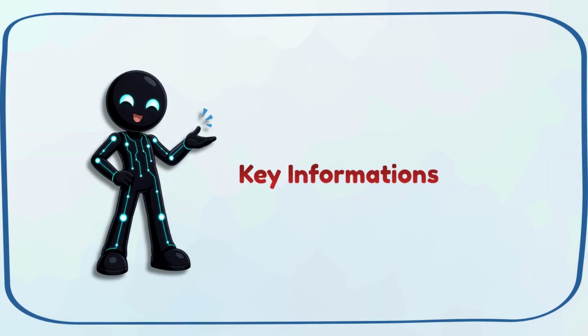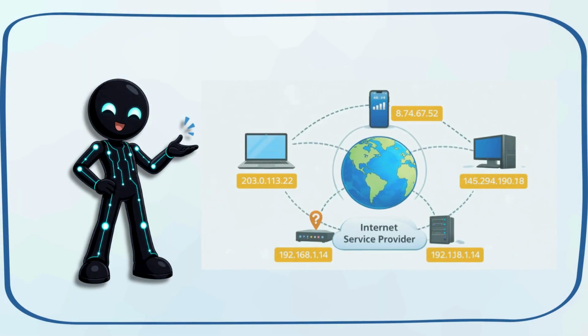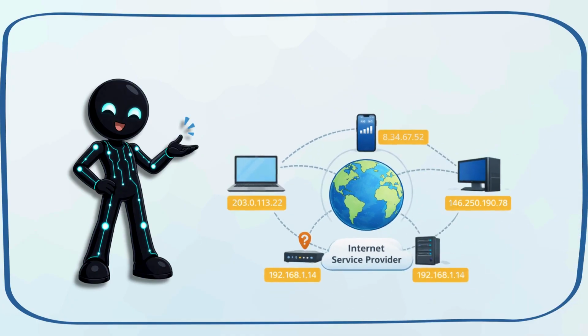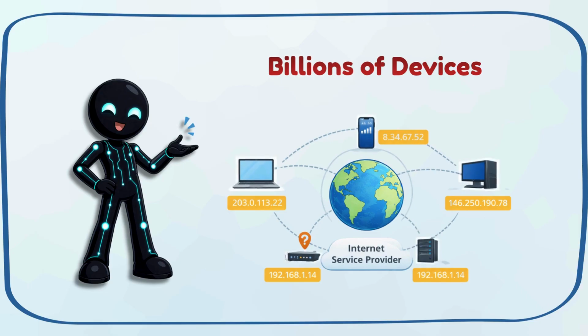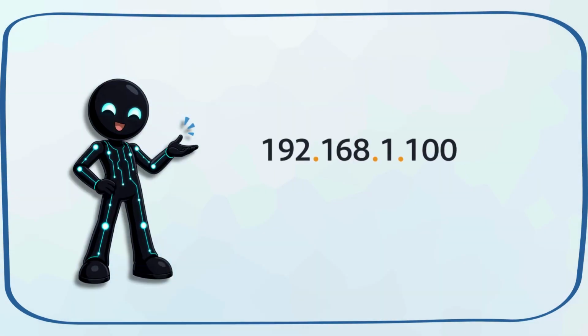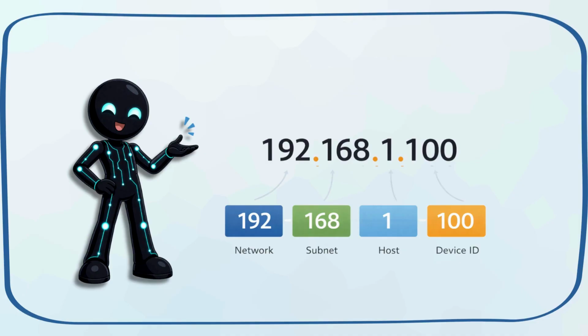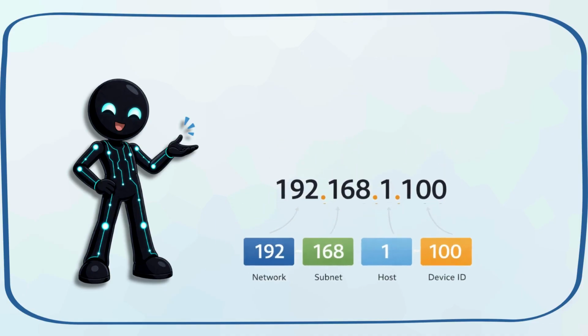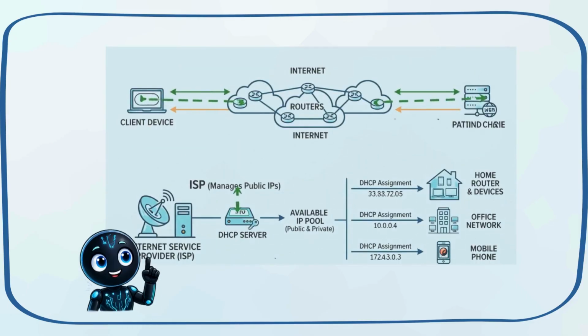There are a few important things to understand about IP addresses. Every device on a network has its own unique IP address, which allows it to be identified among billions of devices. An IP address also has structure. It helps identify the network you are connected to and the specific device within that network, similar to a street and a house number. Most of the time, this works completely behind the scenes, so you don't need to think about it.